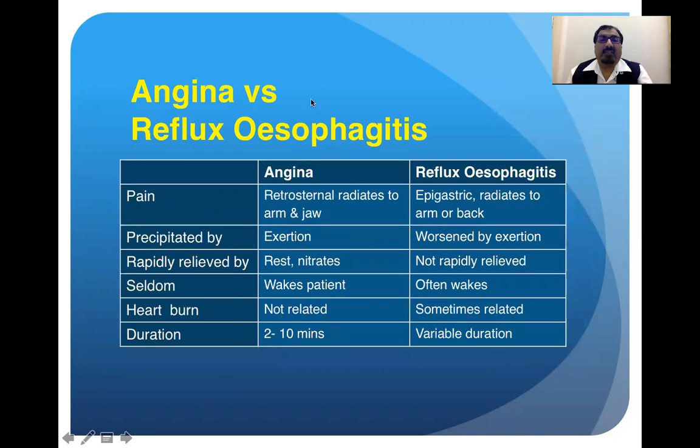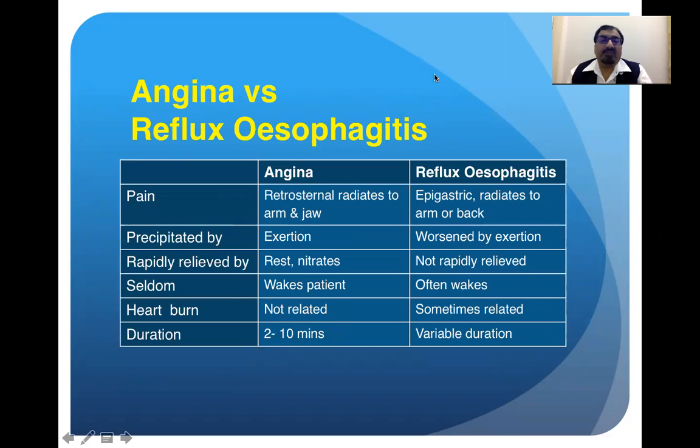If you look at the difference between angina and reflux esophagitis, although in these two conditions also the pain is retrosternal pain or the epigastric pain, precipitated again by exertion, which is more of the angina. Also in esophagitis, it is again worsened by the emotions. Angina is relieved by rest and nitrates, esophagitis not relieved by rest. Sometimes esophageal spasm can also be relieved by nitrates.